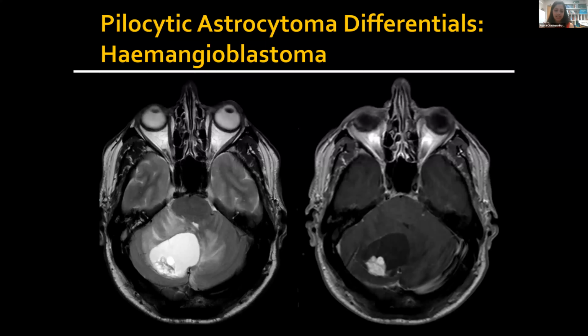Other things to consider. The cyst wall in hemangioblastomas shouldn't enhance, but we have seen in the cases that I flicked through earlier that the pilocytic walls can enhance. The mural nodule of the hemangioblastoma will have a pial surface as well, whereas the mural nodule in the pilocytic astrocytoma can occur anywhere. So they're all things to consider.